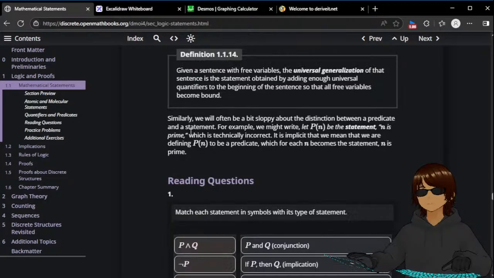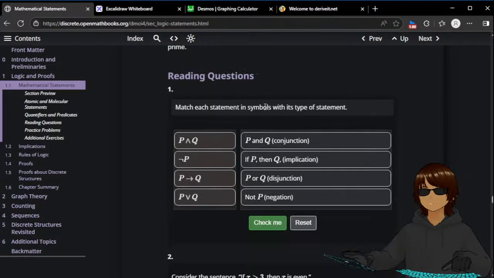Similarly, we will often be a bit sloppy about the distinction between a predicate and a statement. For example, we might write P(n) is the statement n is prime, which is technically incorrect. It is implicit that we mean we are defining P(n) to be a predicate, which for each n becomes a statement: n is prime.